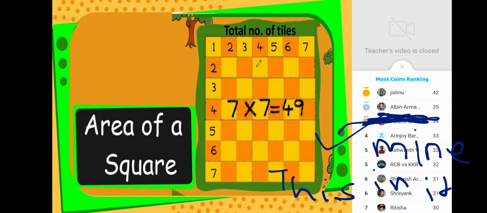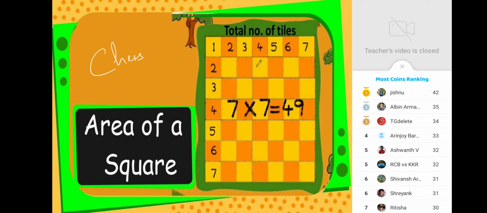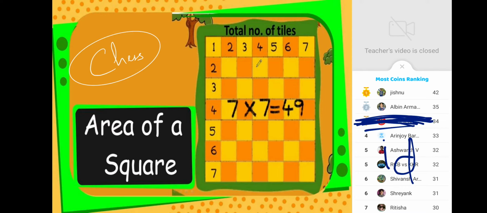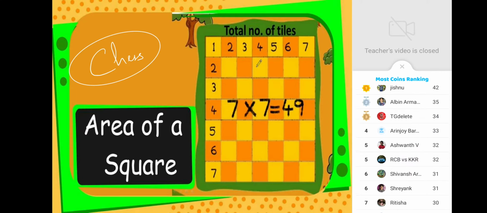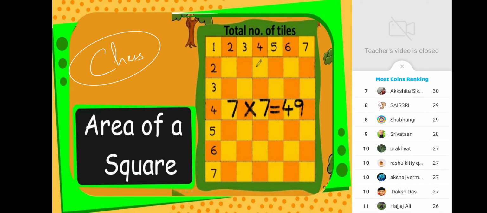Now, the best example of a square is a chessboard, where all the sides are equal, right? So could you tell me more examples of a square in the chat box?